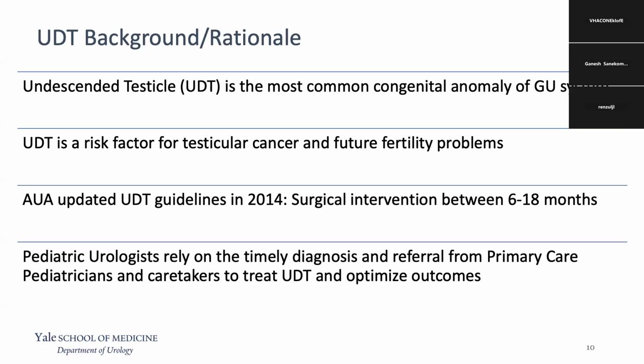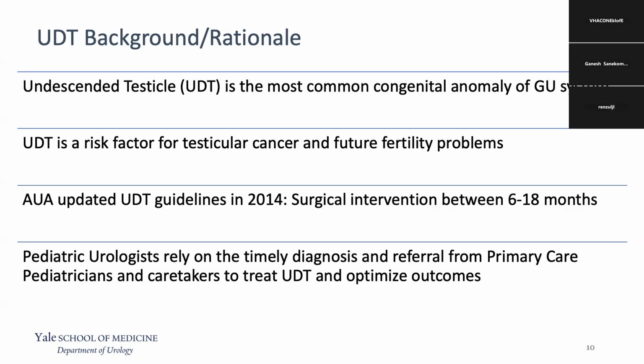So in the context of my project, again, about undescended testicles, general needs assessment: undescended testicles are the most common congenital anomaly of the GU system, anywhere from 1 to 3% at birth, persisting at around 1% or so at 6 months. Undescended testicles are a risk factor for testicular cancer and future fertility problems. And according to the AUA guidelines, surgical intervention should be between 6 to 18 months old to help mitigate both fertility issues and the low risk of testicular cancer progression in the future.